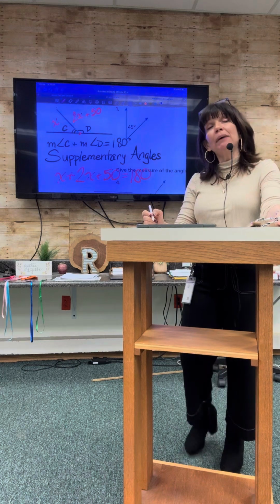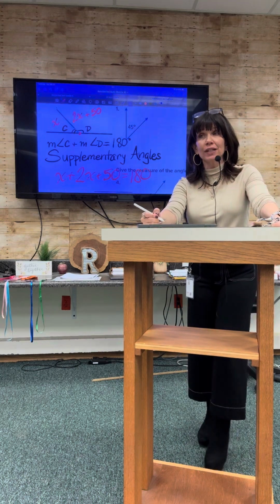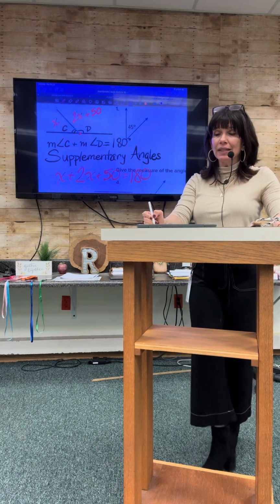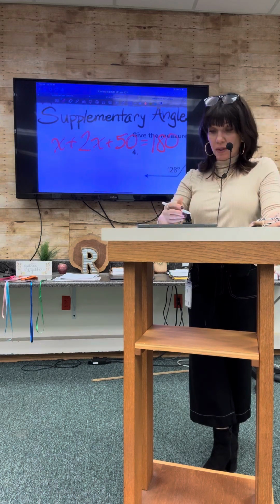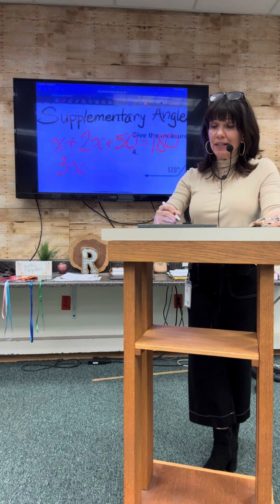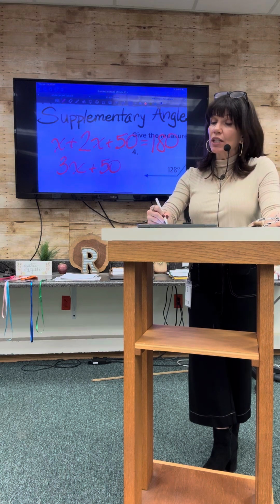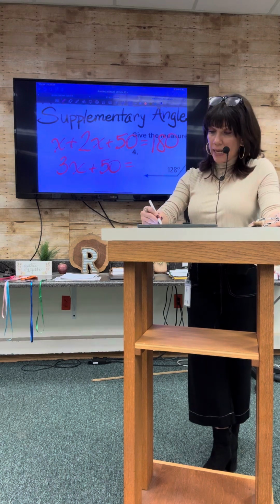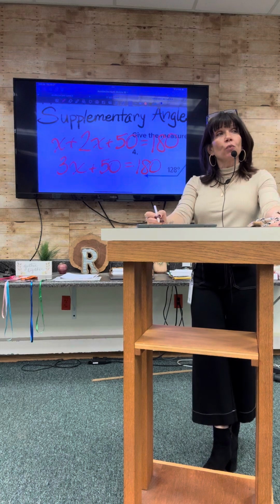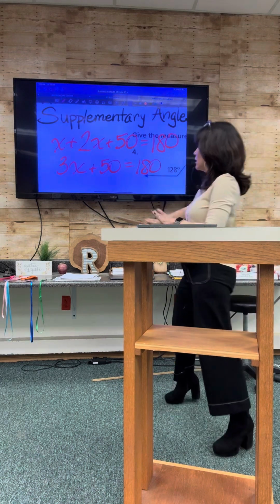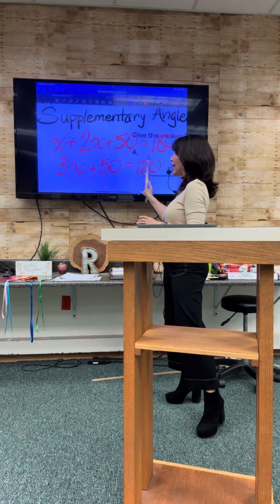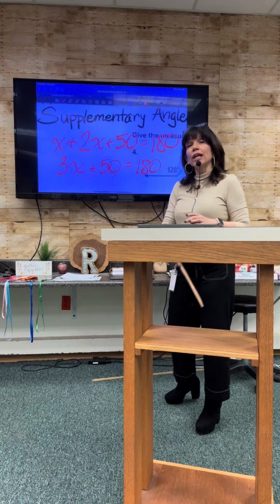And then I need to combine like terms before I would enter this in my answer space. Who can tell me what I will rewrite underneath that? 3x plus 50. Okay, go ahead. 3x plus 50, still equaling what? 180. Any questions on what I would do there? What would I do to both sides? Subtract 50 on both sides, then divide by 3 on both sides.